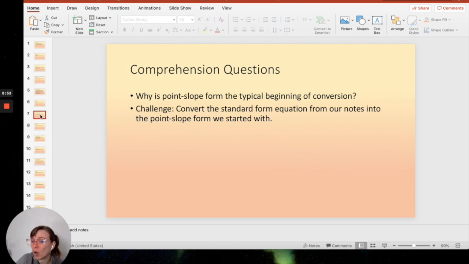Why is point slope form typically the beginning? Like, could you start at standard form? And that's your challenge, is convert from standard form backwards to point slope form.